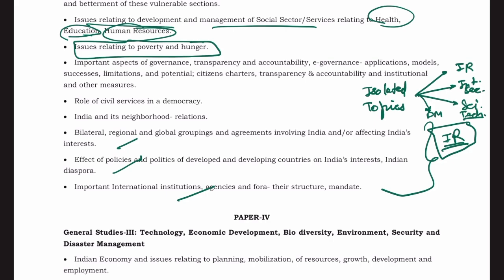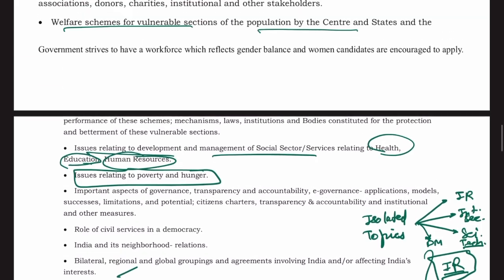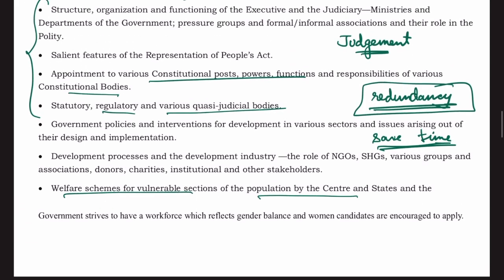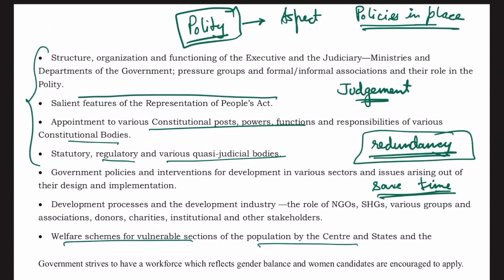And what are the isolated topics, right? Like there's this one topic here, the salient features of Representation of People Act. This topic is only based on this act. It's a completely isolated topic. You can prepare this in a very short amount of time, right?